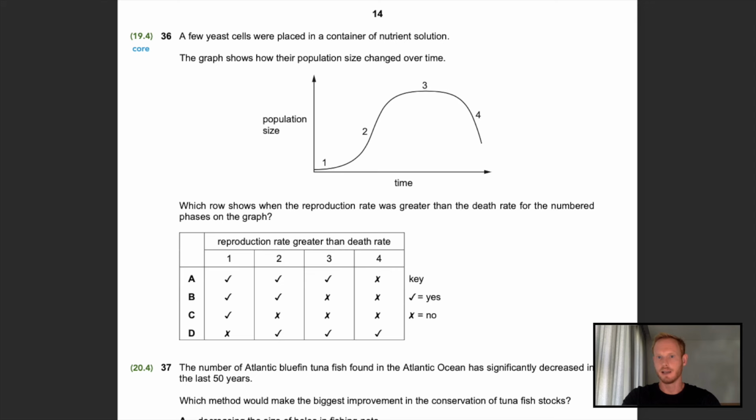Question number 36. A few yeast cells were placed in a container of nutrient solution. The graph shows how their population size changed over time. So this is the sigmoid curve of population growth. Which row shows when the reproduction rate was greater than the death rate for the numbered phases on the graph? So when rate of reproduction exceeds death rate, there will be an increase in population. So the question is basically just asking during which phases on the graph is the population growing. So that's phase 1 and 2, so the correct answer is B.